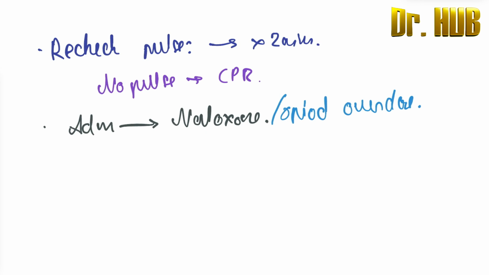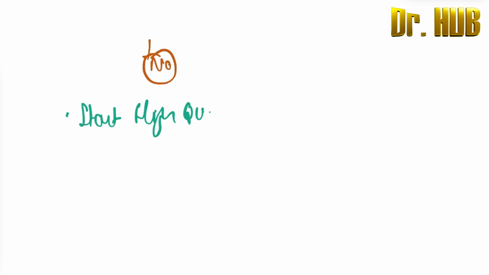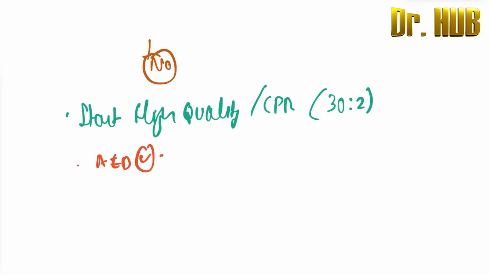So this is one scenario. Next we look at no breathing, only gasping, and no pulse felt. Both have the value of no. What you do is start high quality CPR, performing cycles of 30 compressions to 2 breaths. You use the AED, automatic external defibrillator, as soon as it is available.